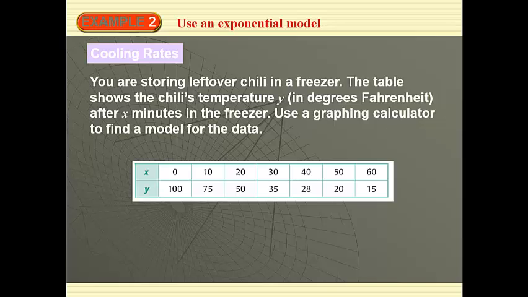Example 2, cooling rates. You are storing leftover chili in a freezer. The table shows the chili's temperatures y in degrees Fahrenheit after x minutes in the freezer. Use a graphing calculator to find a model of the data. So you have your x values, you have your y values. Take a couple minutes, if you can, plug it into your calculator and find the best fit model, or what type of function that is. So please take a couple minutes to do this problem in your calculator.